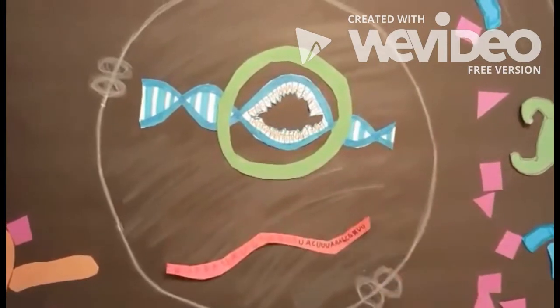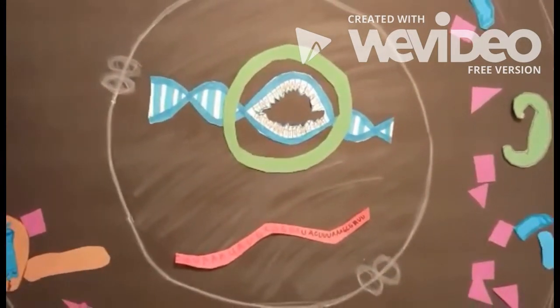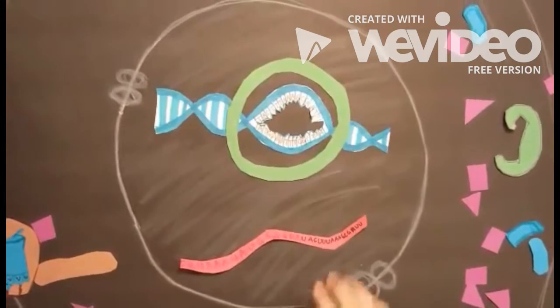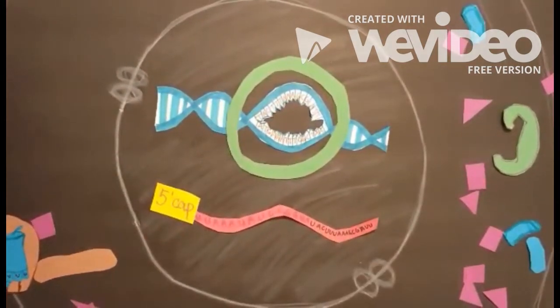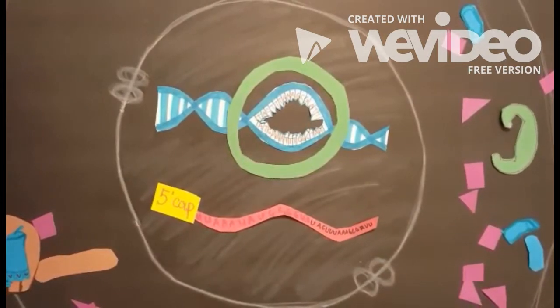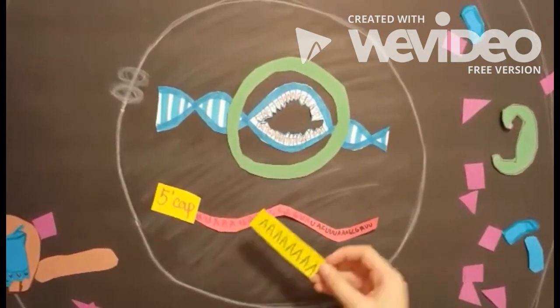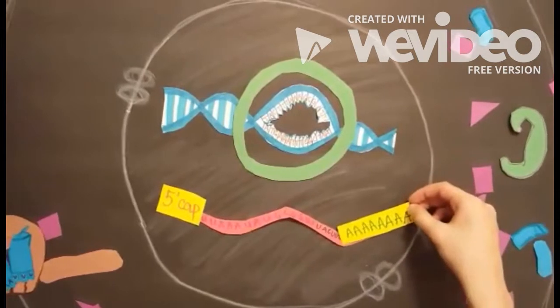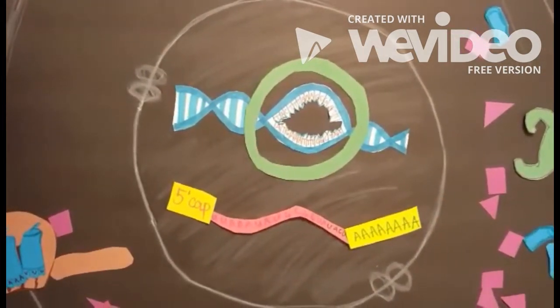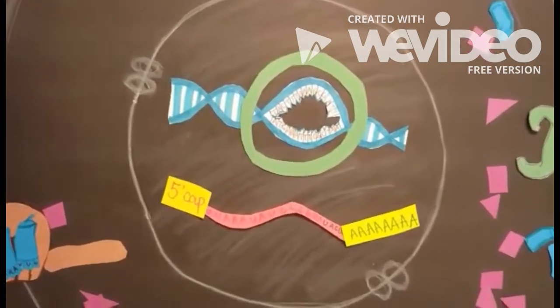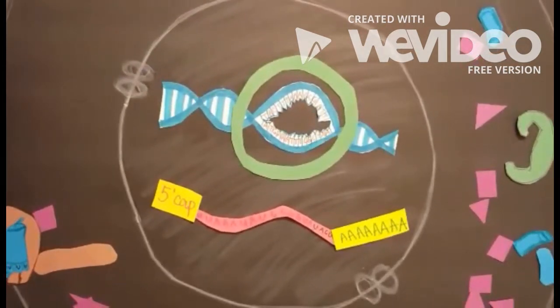Before mRNA can leave the nucleus, it has to be modified. A 5' cap, which is a modified guanine, is added to the 5' end so it later can bind to the ribosome. And a poly-A tail, which is a bunch of adenines, is added to the 3' end so the mRNA can leave the nucleus without being degraded by enzymes in the cytoplasm.